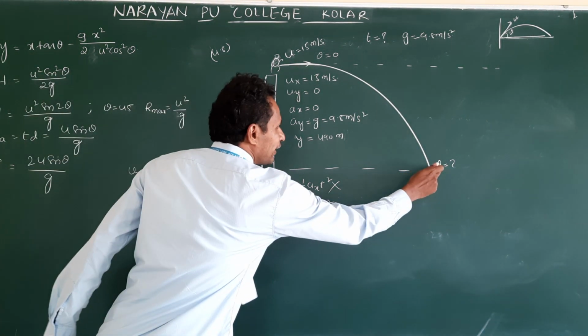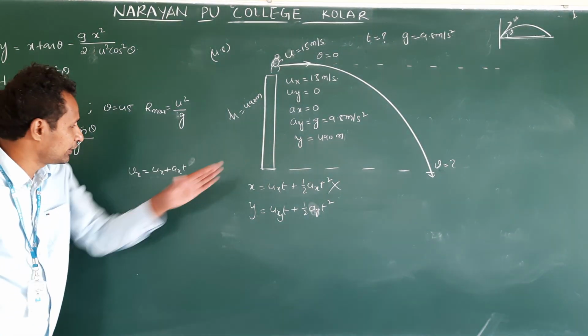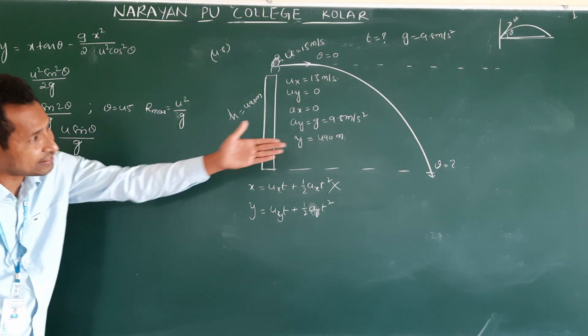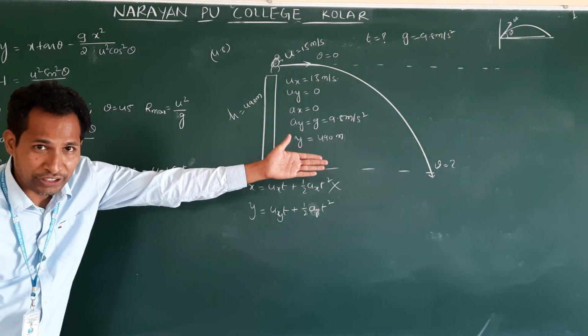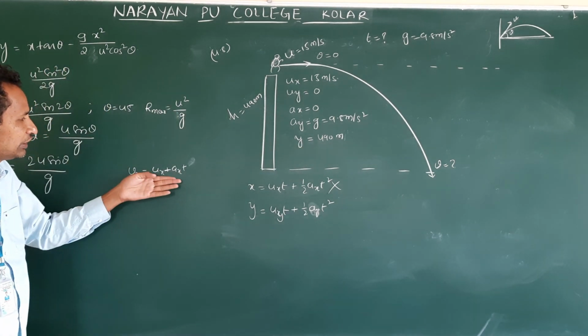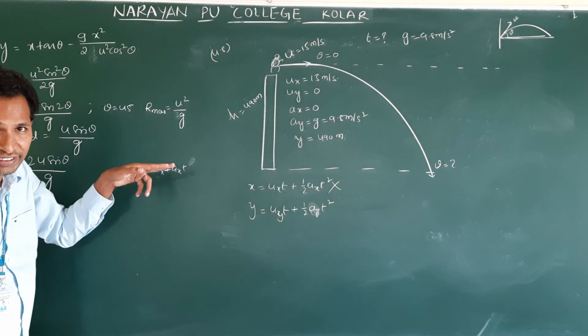Already they asked for the final velocity v. For that we can use these equations. They asked directly for velocity v, so that we can calculate. So this equation is not suitable to find the thing.